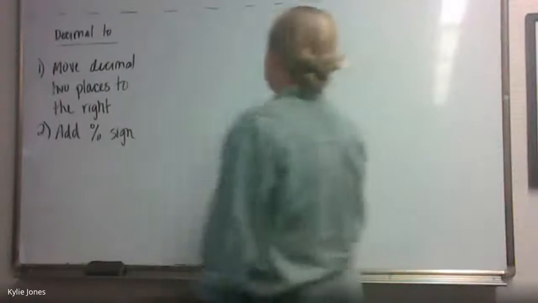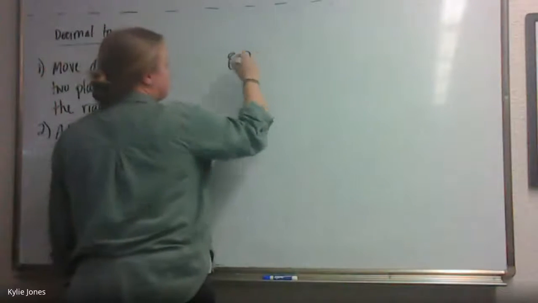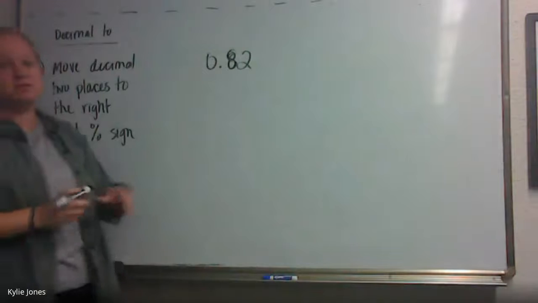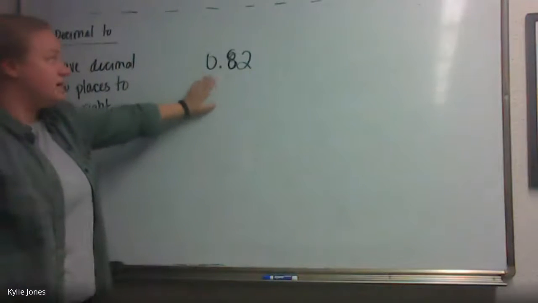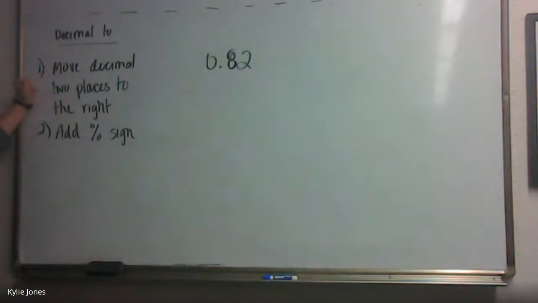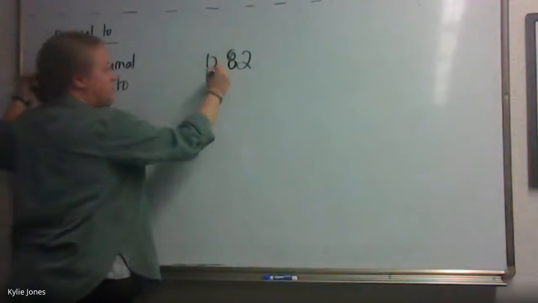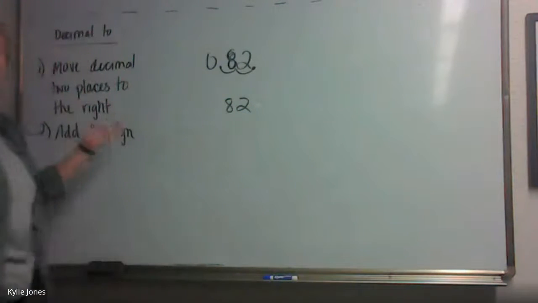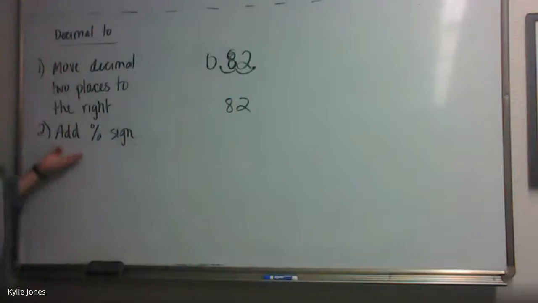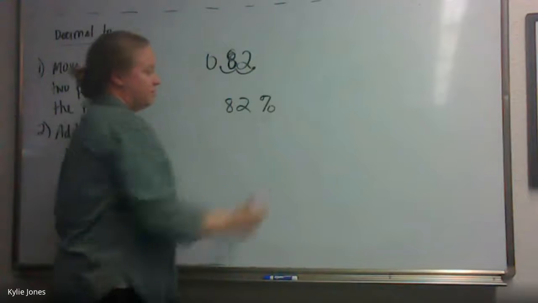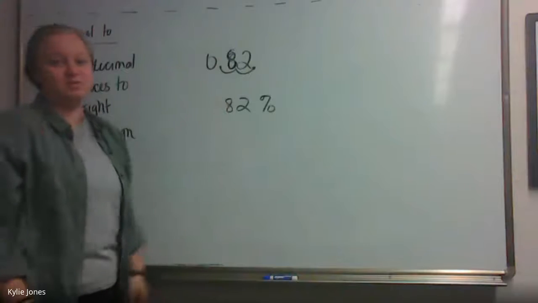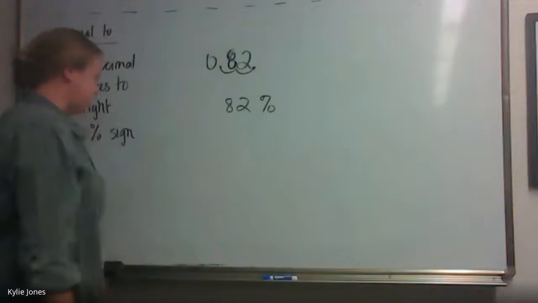Okay, so let's say we have 0.82. Sorry, that was a really bad 8, but I don't feel like erasing it. 0.82. The first step is to move your decimal 2 places to the right. So you're going to take your decimal and move it 2 times. So now you have the number 82, because it's a whole number when you move it all the way over. Then add your percent sign, and you're done. 82% is the same thing as 82 hundredths. That's it? That's it for decimal to percent. Super easy, right? We might can do 3 of those.